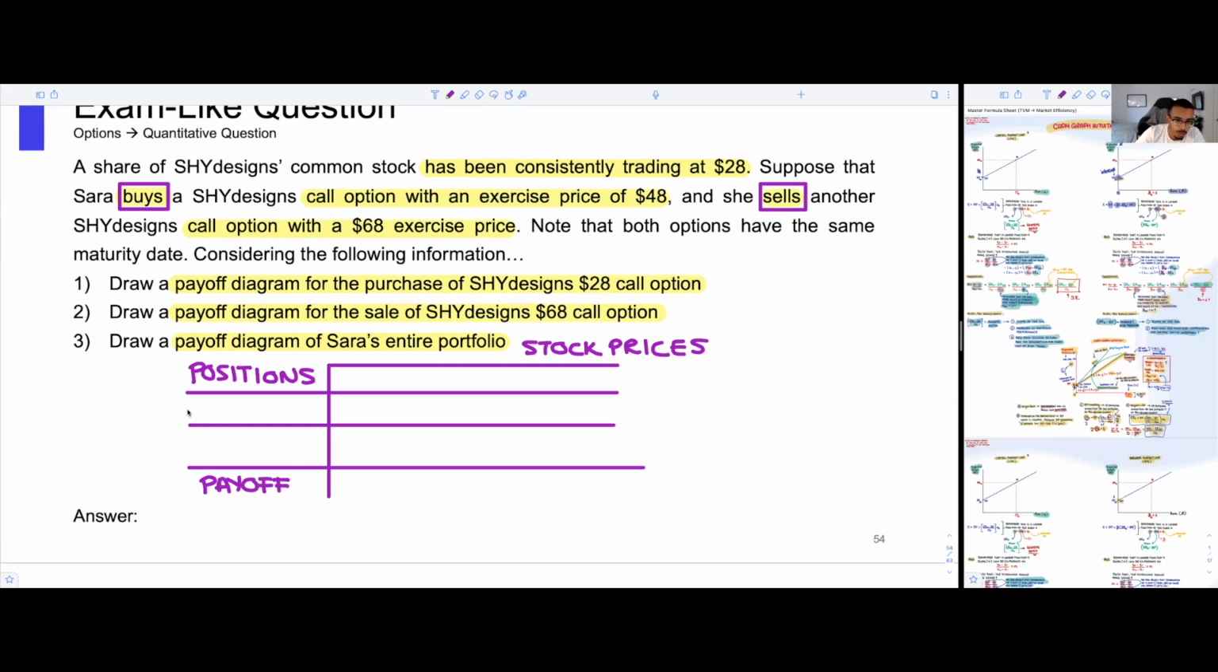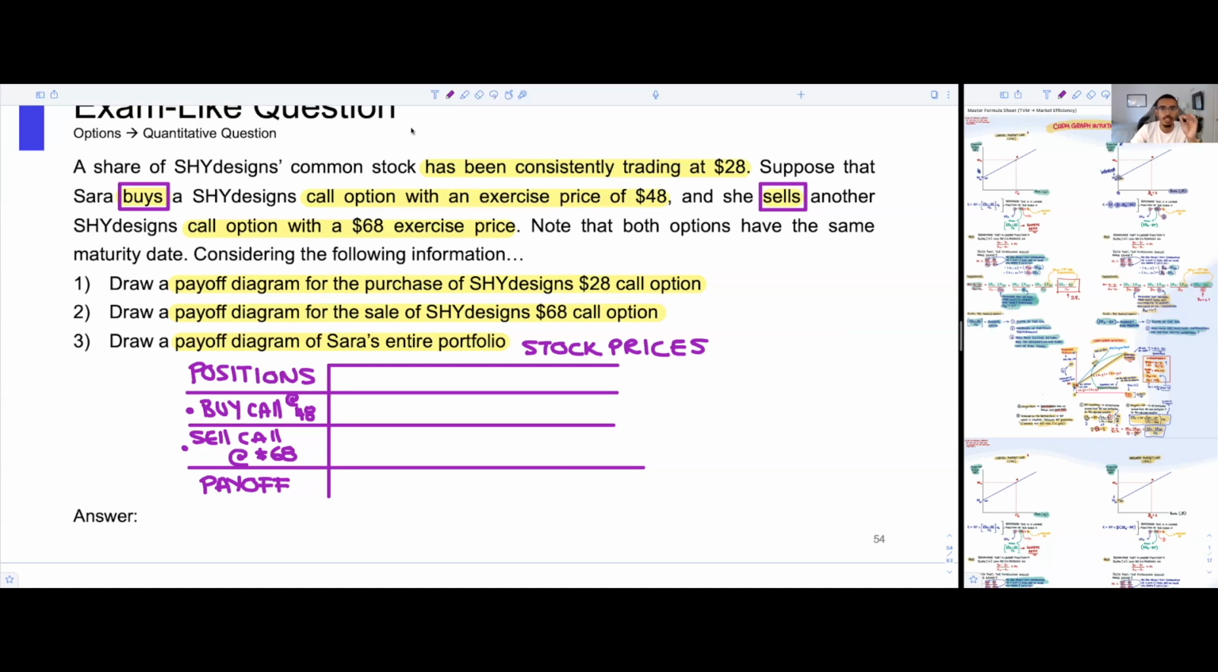Okay, now the first row here will be the buy call at $48, okay? And the second one will be the sell call at $68. Okay. Now, these are two different positions with two different sets of implications and two different exercise prices. And for that reason, it's that much more important to go through all of it. Okay. Go through them individually.